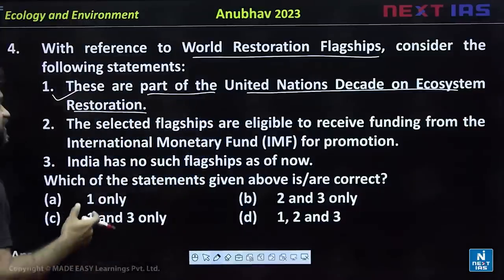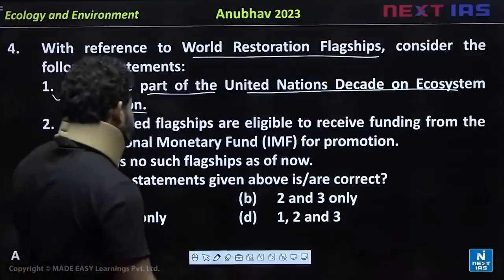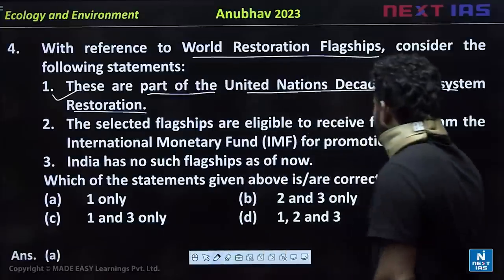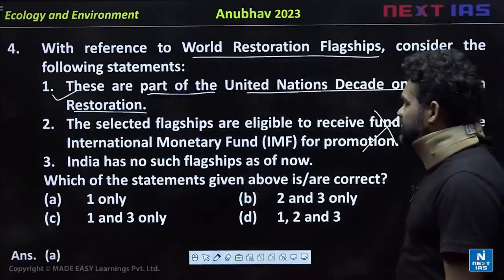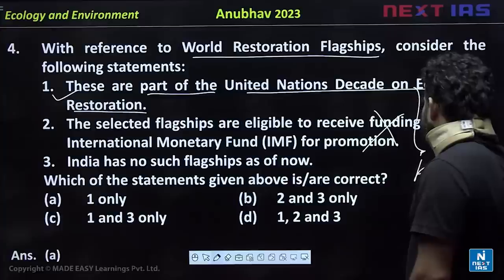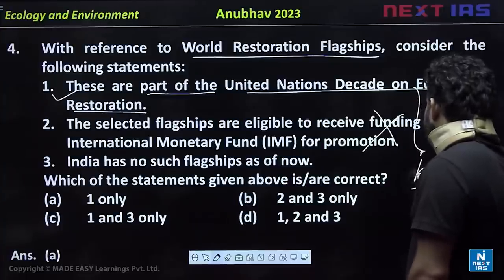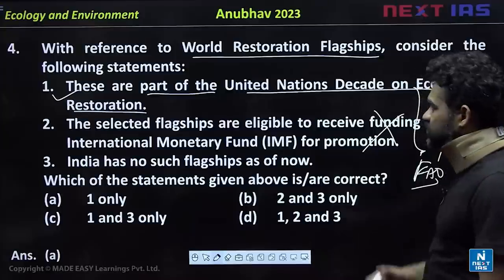Yes, the selected flagships are eligible to receive funding from the IMF for promotion. Actually, it is not mentioned with respect to the IMF like this. However, this is promoted principally by the FAO as well as the United Nations Environment Programme. So UNEP and FAO are contributing by providing support.